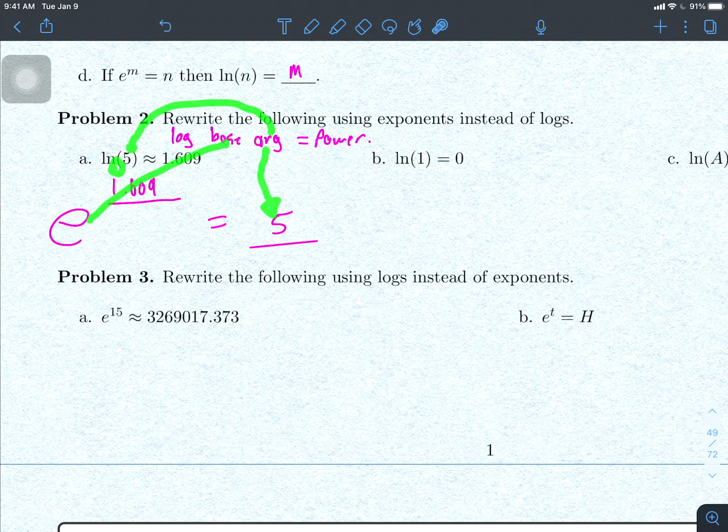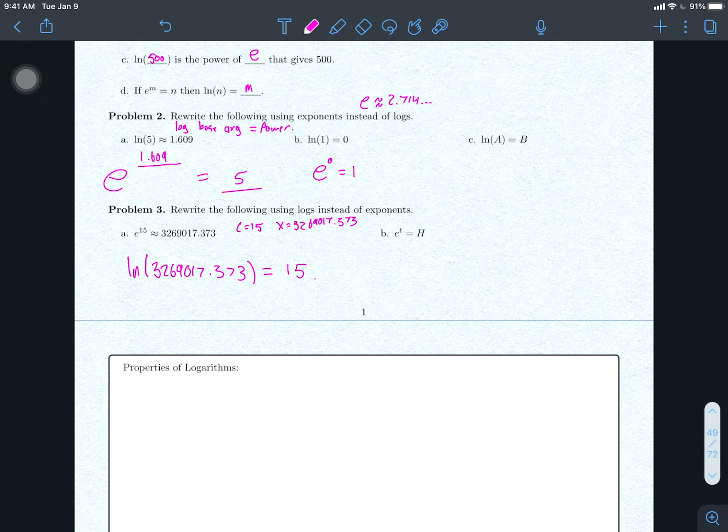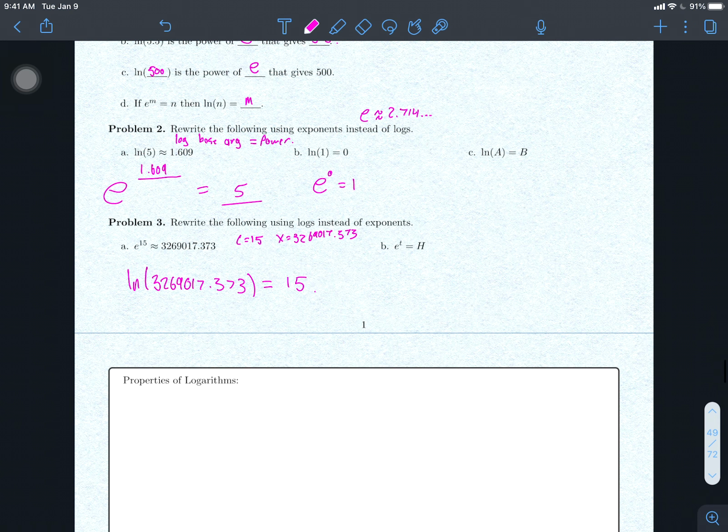Oftentimes we want to use logs to rewrite an exponential equation. You can think about it in the following way: all we do is reverse this process. We always come back to this equivalence: ln of x equals c if and only if e to the c equals x. So the c needs to go where the c goes, and the x needs to go where the x goes. In this case, we've got c equals 15, and we've got x equals 3269017.373. Then we do ln of 3269017.373 is equal to 15. That's how we switch back the other way.